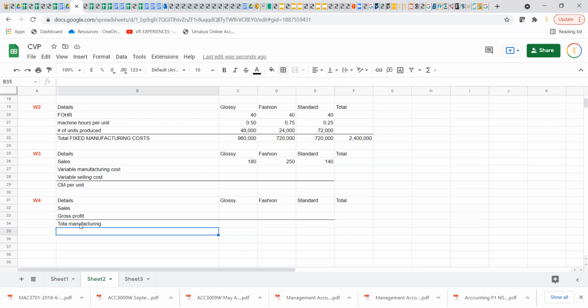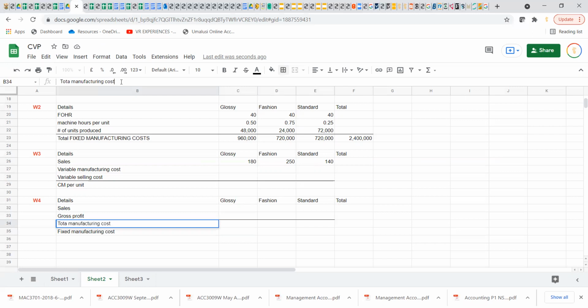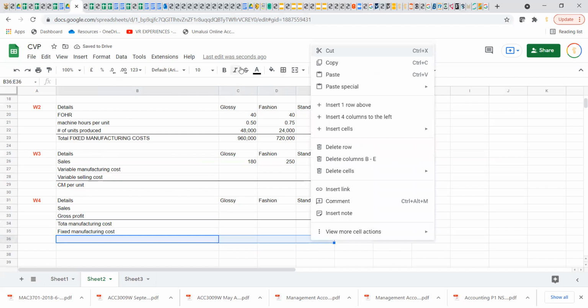Total manufacturing costs include fixed manufacturing overheads, but we don't want total manufacturing costs. What we want is variable manufacturing costs. So how do we get variable manufacturing costs? By removing fixed manufacturing costs: total manufacturing cost minus fixed manufacturing costs will give me the variable manufacturing costs. Just be aware of that.